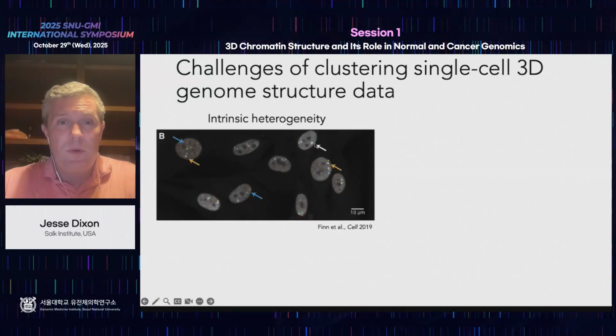There are some cells where the probes are all on top of each other. There's some where the blue and the red are on top of each other. There's some where the red and the yellow are on top of each other. And these are otherwise supposed to be the same cell type.